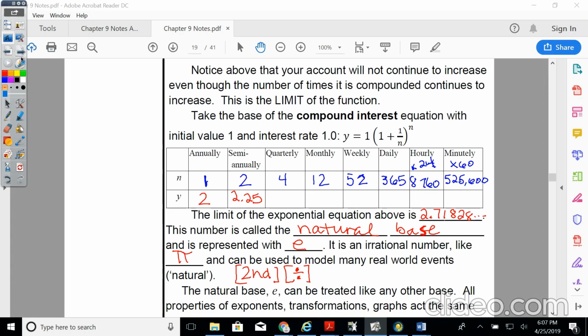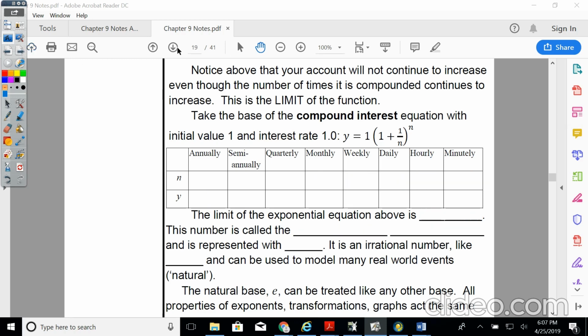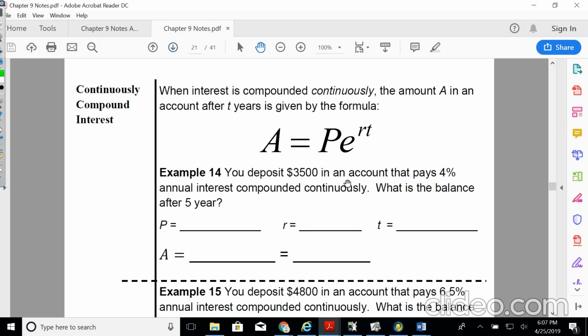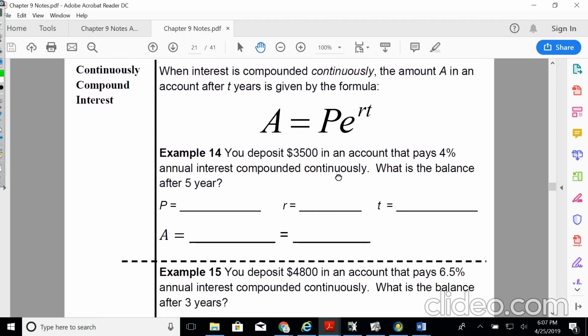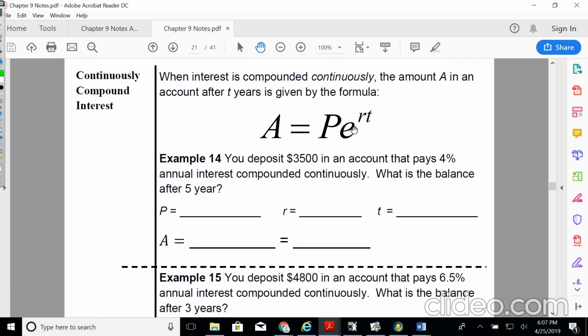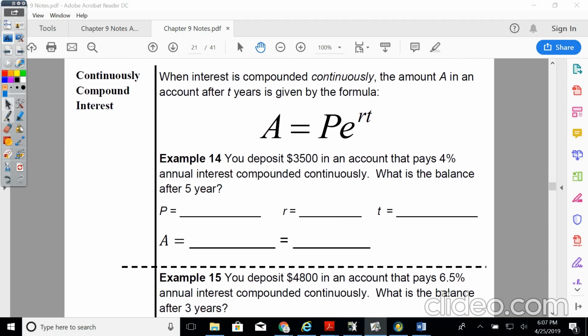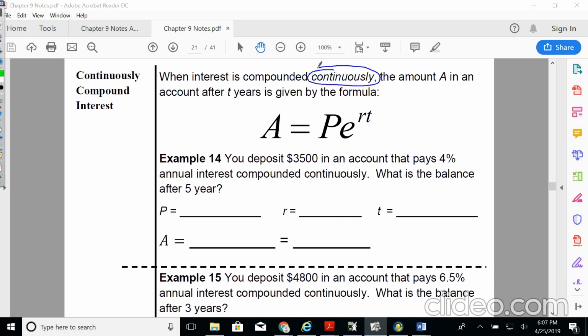I want to do the last formula today. So let's do the E formula, which is PERT. I call it PERT on page 21. We use PERT when it's compounded continuously. Continuously means every second of every minute of every hour of every day it's being compounded. So an infinite amount of times, but when it's infinity, it's that limit for E. So that's what the E is here.